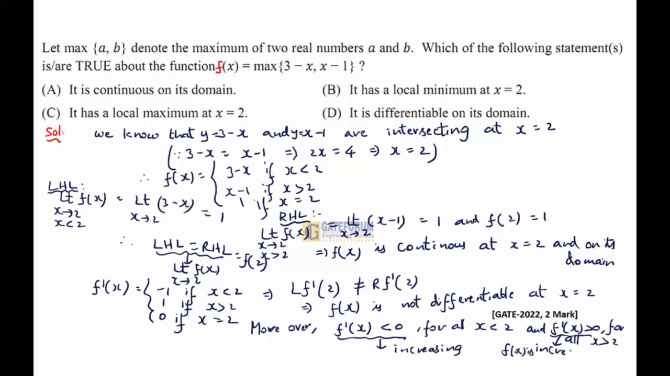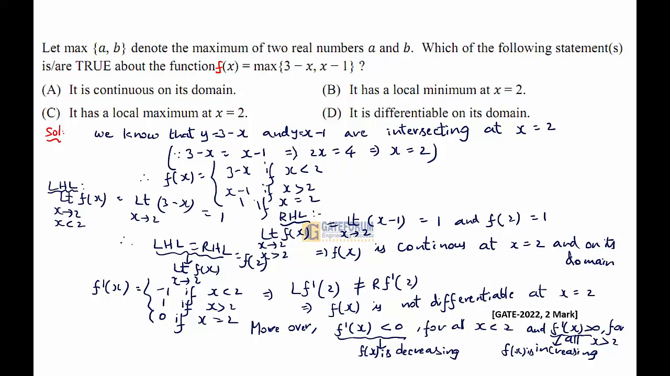So f of x is decreasing where the first derivative is less than 0, and f of x is increasing where the first derivative is greater than 0. So for all values of x less than 2, that is up to 2, the function is decreasing, and then beyond 2, for x greater than 2, the function is increasing.